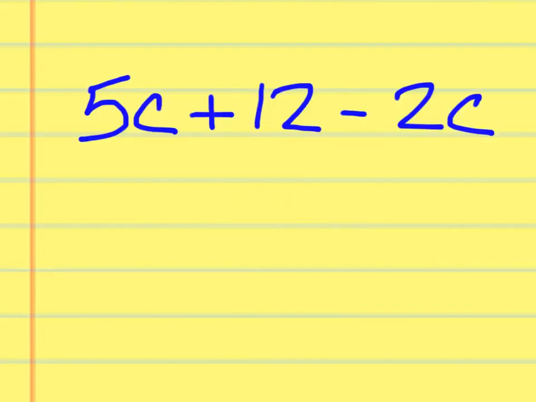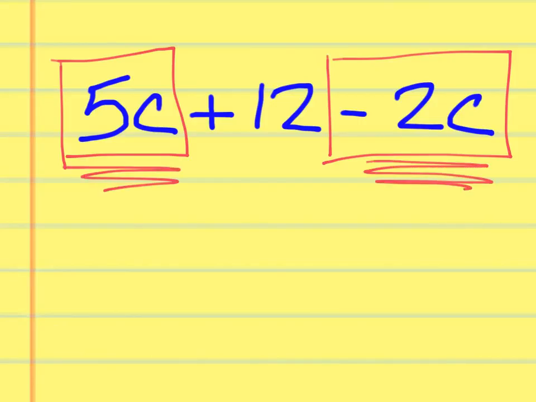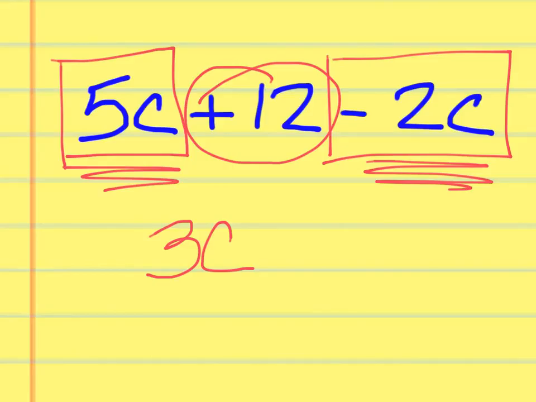5c plus 12 minus 2c. I have like terms in here. I have a 5c and I have a minus 2c. Remember, you have to use the sign in front of the term as well. So 5c, and I take away 2c's. How many c's are left? Yeah, we have 3 c's left, so there's 3c. But then I have this 12. There's nothing in there that I can add that 12 to, so I just put plus 12.